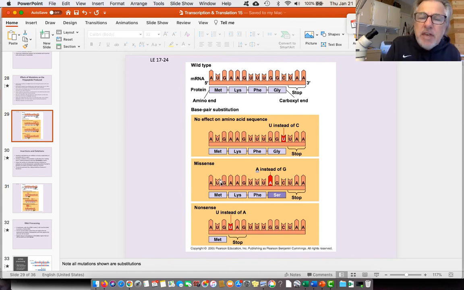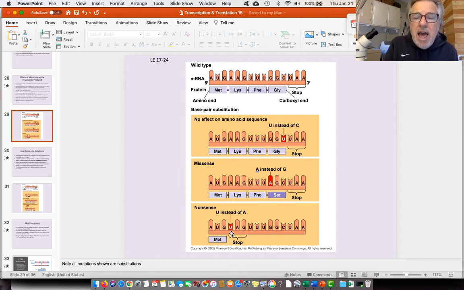Now, in this case, it's unknown whether the serine here instead of glycine will affect the protein. Because it's at the end of the protein, it's possible that it won't affect the protein. And so it may be a silent mutation as well. But that is a missense mutation.